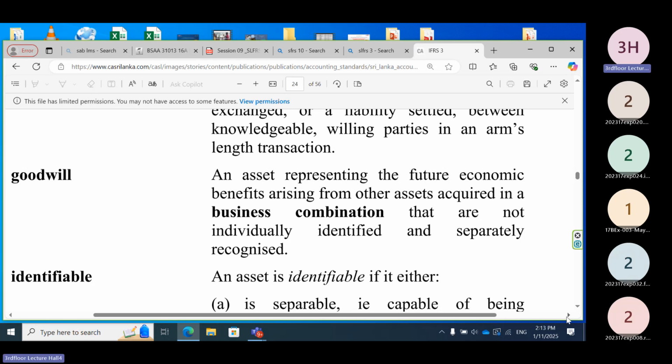So then IFRS and SLFRS allow the use of both methods, full goodwill and proportionate goodwill.